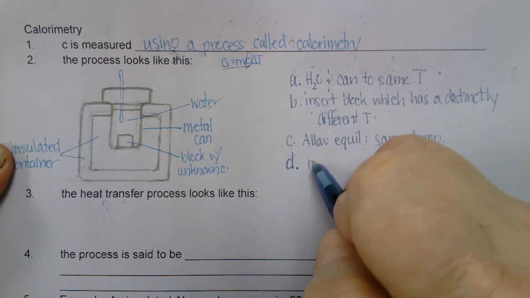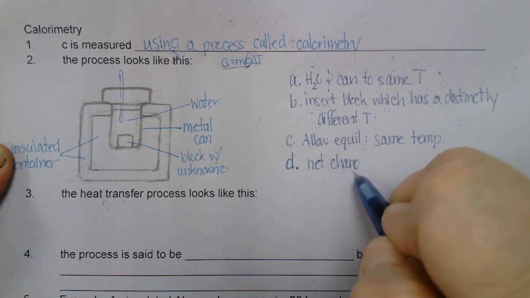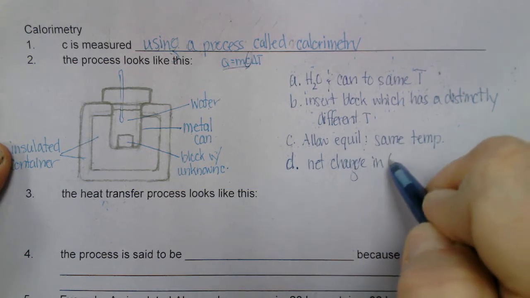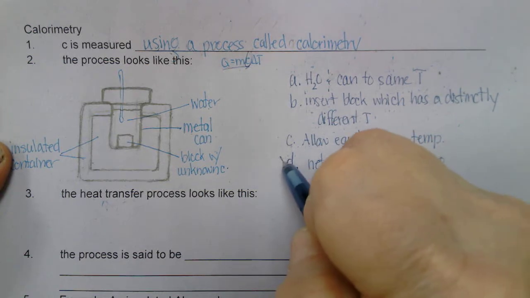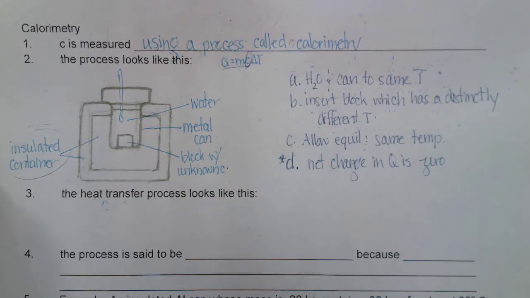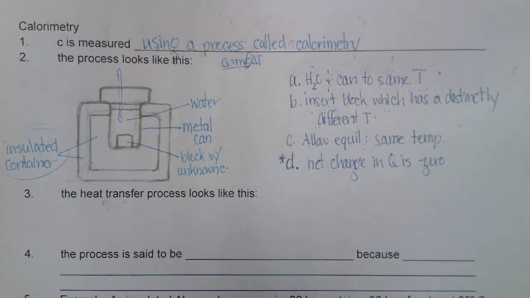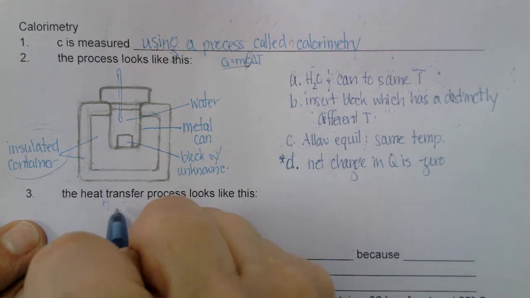Net change in Q is 0. That is absolutely essential. And by the way, that can only happen when I have an insulated container. And we'll talk about that again in a little bit. So the heat transfer of the process looks like this.